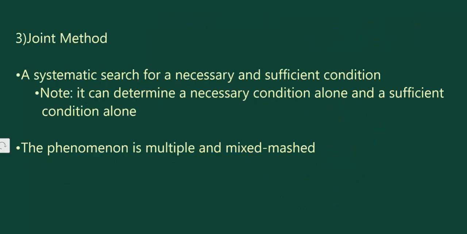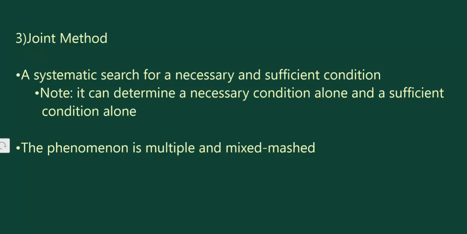The third method is the joint method. What we're trying to do with the joint method is find a condition that is both necessary and sufficient. Even though that's ideal, that's what we're hoping to find: a cause that is both necessary and sufficient for the phenomenon. This method can also find a condition that's merely a necessary condition, and it can find one that's merely a sufficient condition.